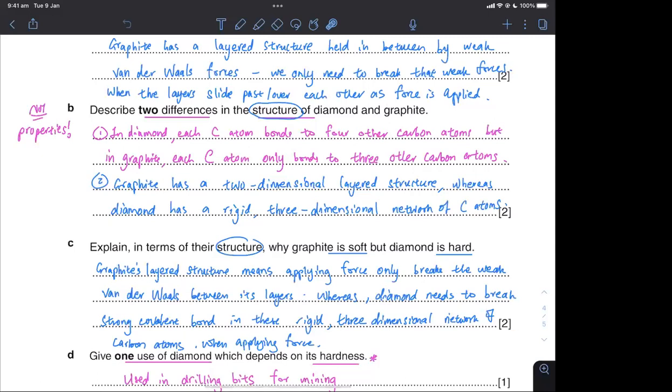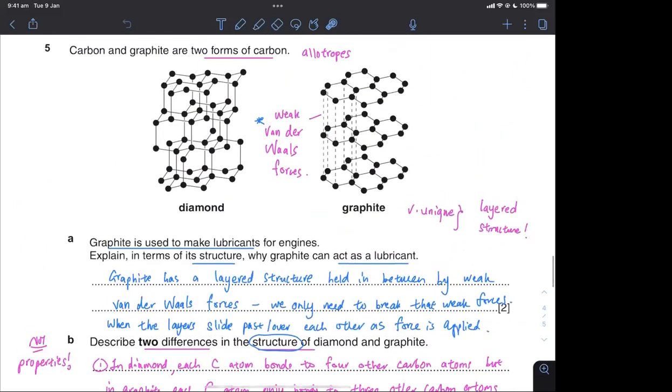When you write so long for graphite or so long for diamond, you don't have much more time or much more space to write for the other one. So you need to try and prepare the essay in a good way. You remember the key point. What about the structure? Not just about giant covalent, because both of them have giant covalent structure. So you need to look specifically at how the structure is different.